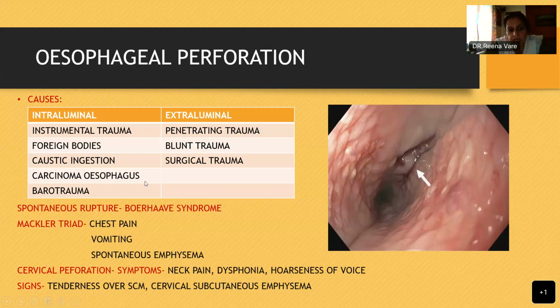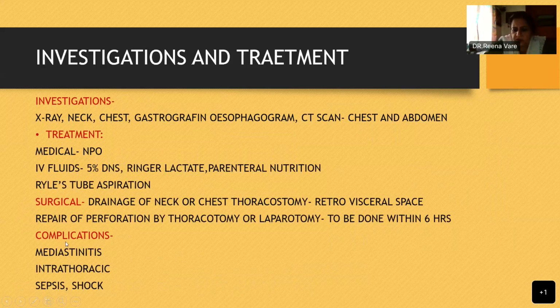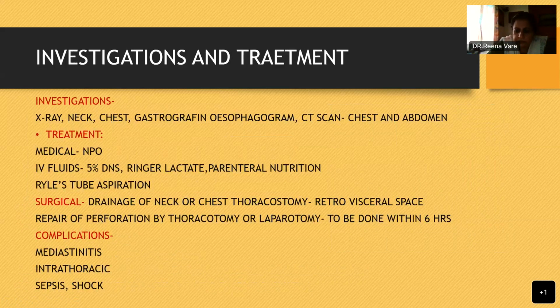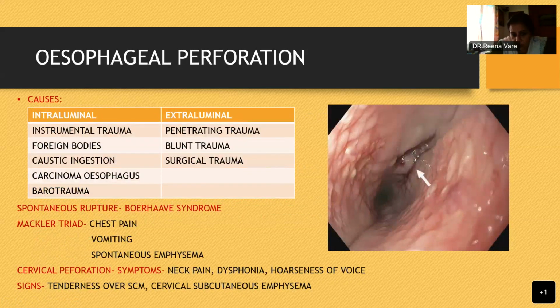So if there is spontaneous rupture of the esophagus, it is known as Boerhaave syndrome. In Mackler's triad, there are a lot of syndromes which are attached to esophageal perforation. So in Mackler's triad, there is chest pain, there is vomiting, there is spontaneous emphysema.